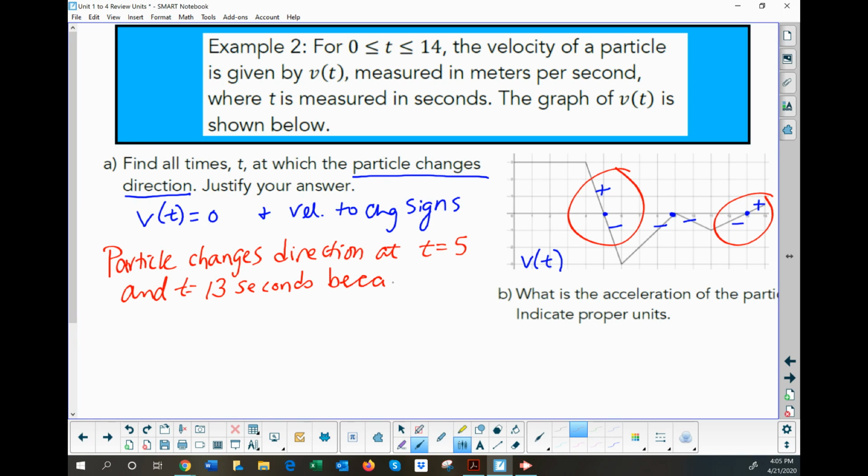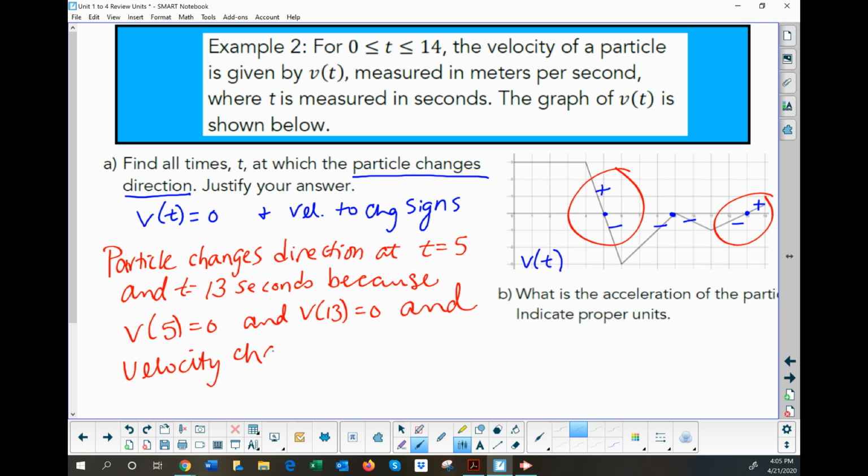because v of 5 equals 0 and v of 13 equals 0, and velocity changes sign at each moment. And that should be a pretty good explanation.